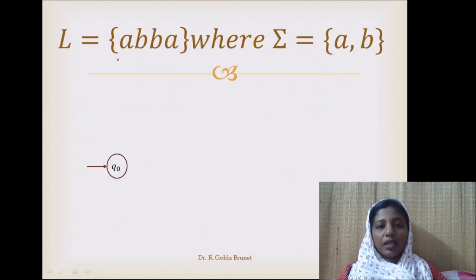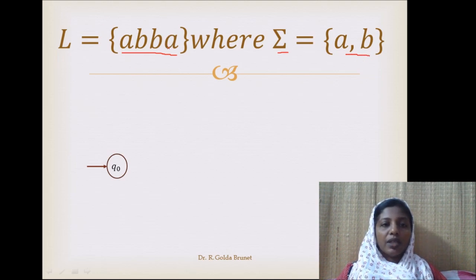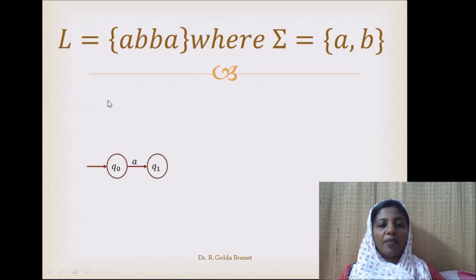Let's consider one more example where this language consists of only one string, which is ABBA, where the input symbols are A or B. And we want to design the finite state machine or deterministic finite state automata for this language L. Since any finite state automata will start from a state, we will have Q0 as our starting state. And from Q0, if we have A, then we can be sure that we have seen this A. So we go to another state Q1 on this input A.